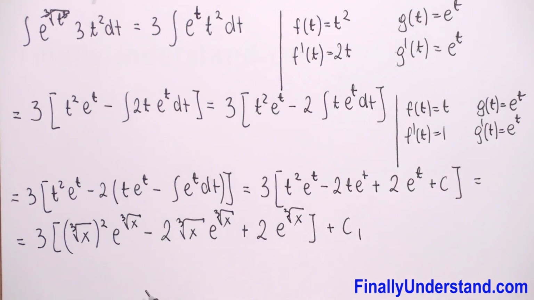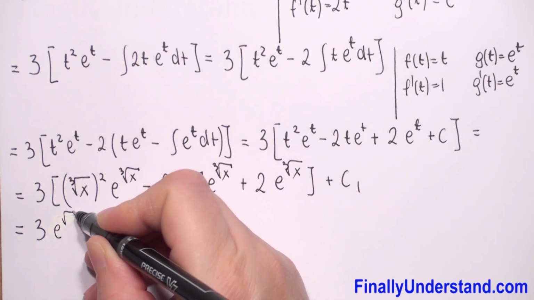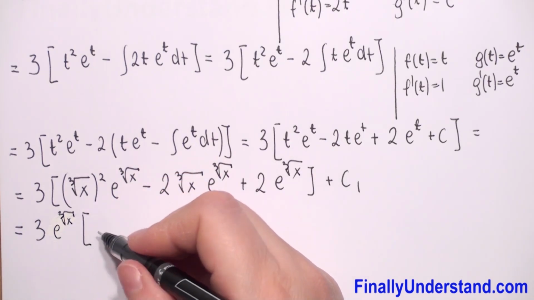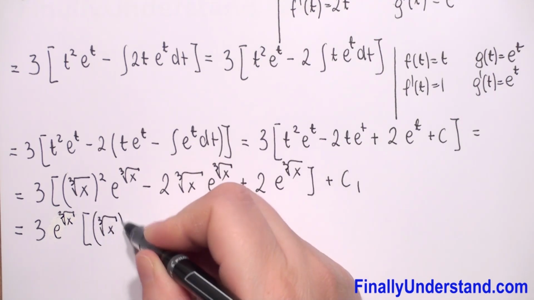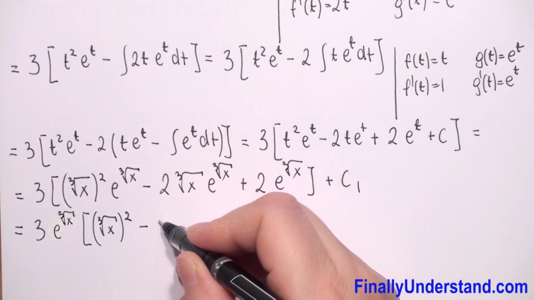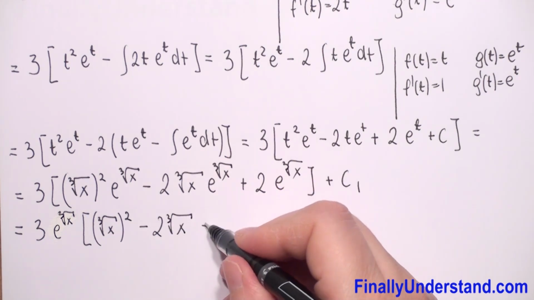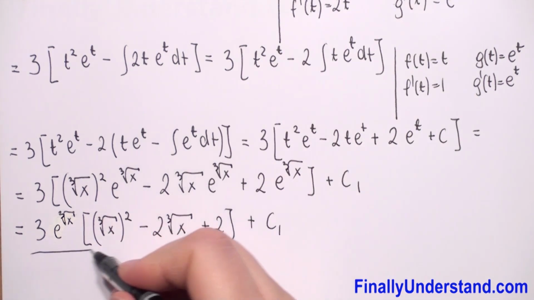Now we will factorize e to the power cube root of x. So this is equal to 3e to the power cube root of x, and in brackets we will have cube root of x squared minus 2 times cube root of x plus 2, plus constant c1. This is my solution.